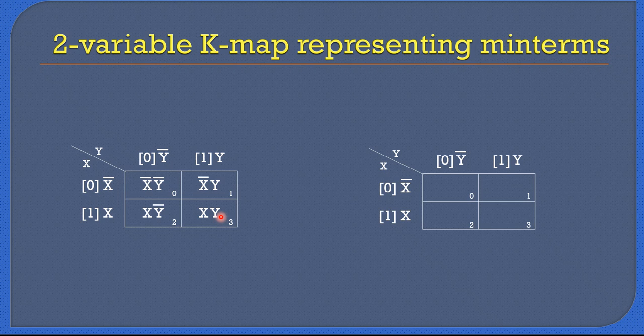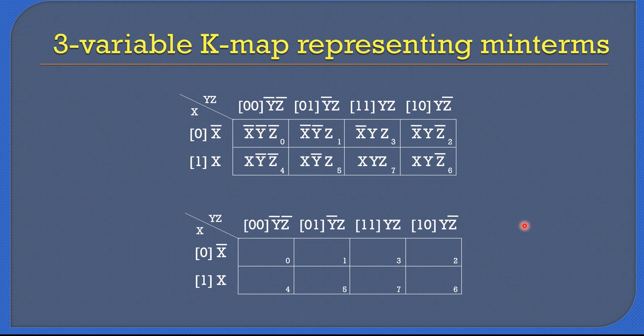Since it is a 2 variable map, as we discussed in the previous slide, it is 2 to the power n, so 2 to the power 2 is 4 boxes. You can see 4 boxes here. To name these 4 boxes, you have to start with 0. The first box will always be 0, then the second box is 1. So you label it from left to right. After completing the first row, you start the next row, that is 2 and 3. So 0, 1, 2, 3. This is how you represent 2 variable K maps representing min terms.